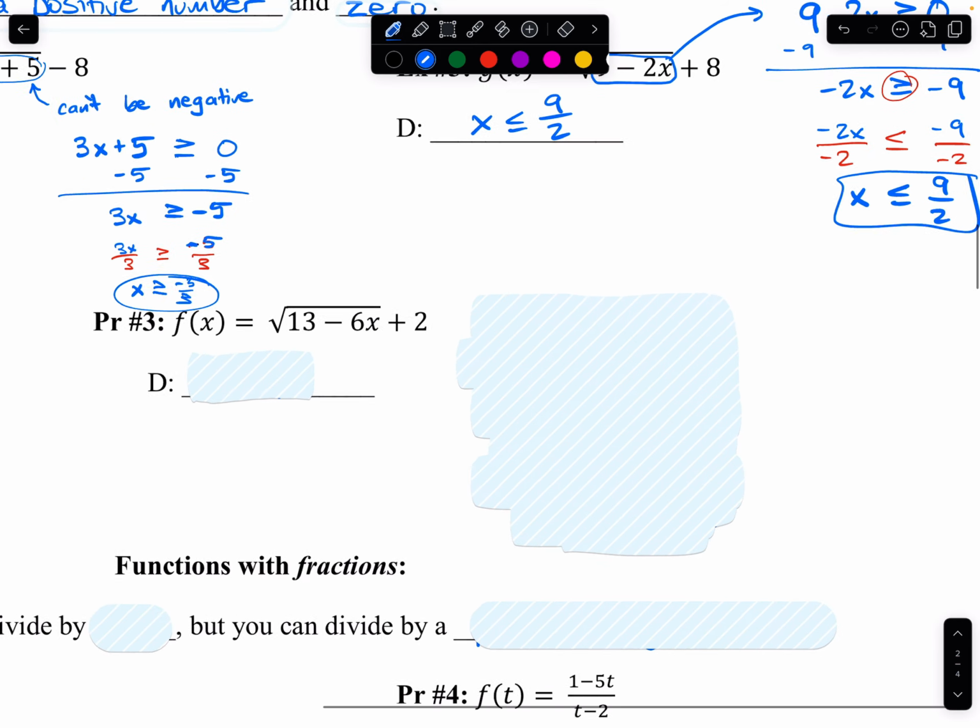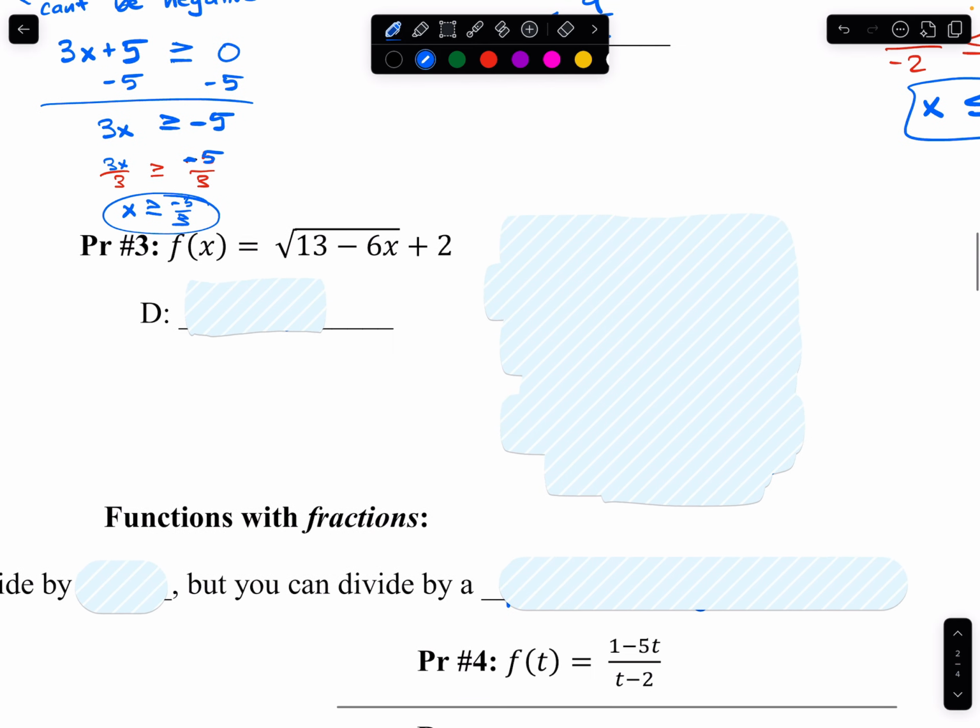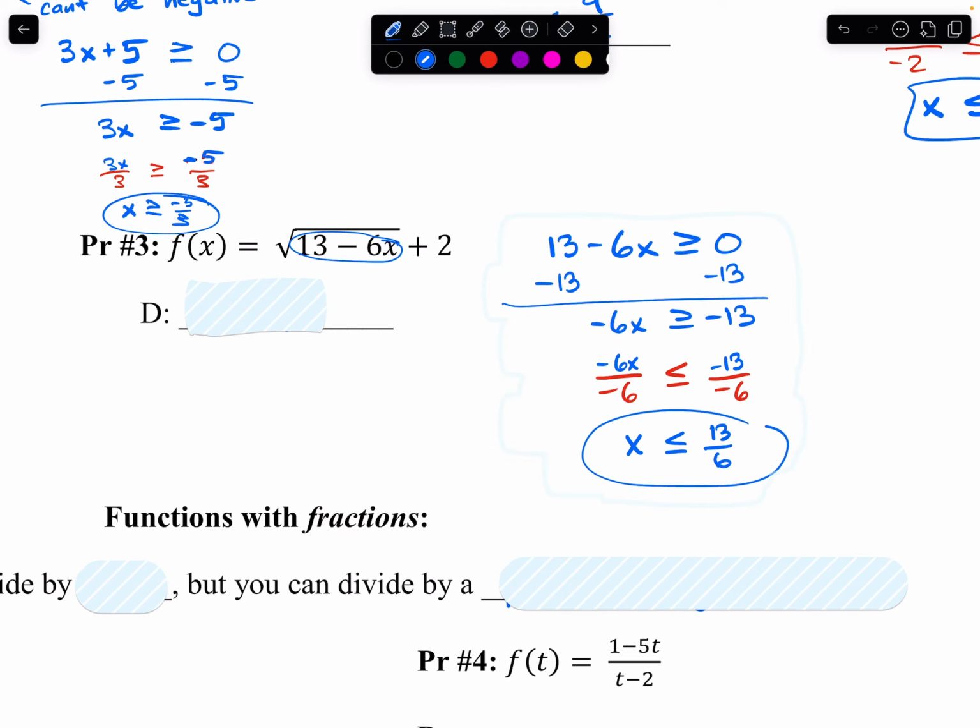Go ahead and try practice problem number 3 on your own. Remember that the radicand cannot be negative, and then come back and check your work. All right, so there's our work. We set that stuff inside the square root sign, the radicand, greater than or equal to 0, and we end up with x is less than or equal to 13/6.